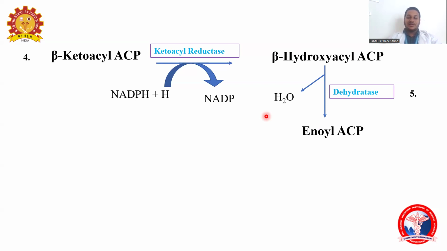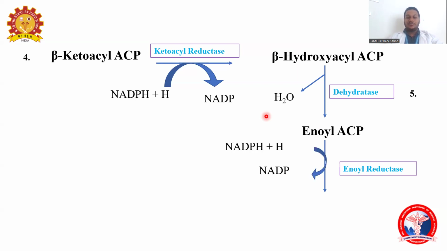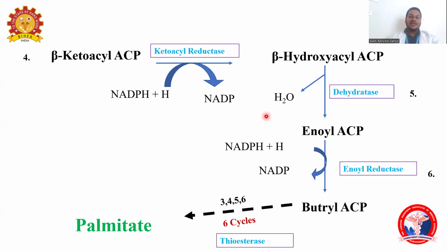This enol ACP is converted in the fifth reaction with the help of the enol reductase enzyme. Since it is a reductase enzyme, NADPH comes into action. NADPH is converted into NADP to form butyryl ACP. The third, fourth, fifth, and sixth reactions go for 6 cycles, and with the help of thioesterase, the releasing enzyme, we form palmitate, which has 16 carbon atoms.